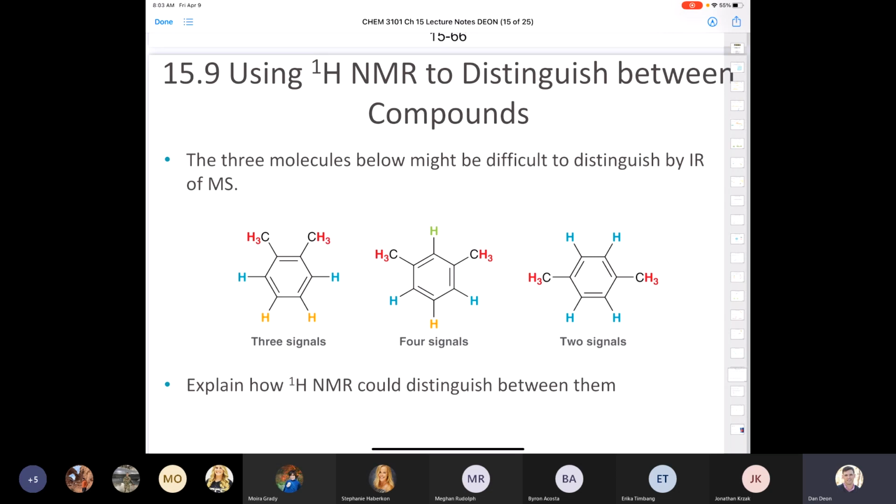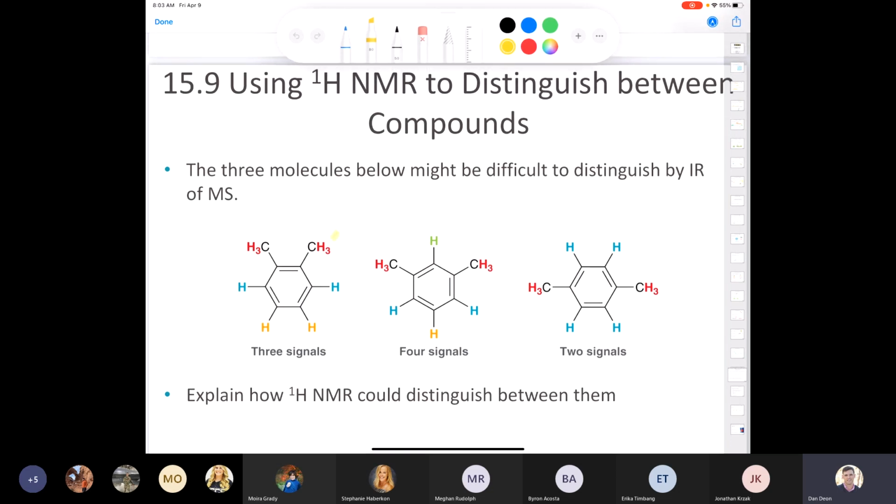Take a look at these three molecules here. The first one on the far left is called orthoxylene. The next one is called metaxylene, and this one here is called paraxylene. They're all isomers of each other, right? They all have the same molecular formula. It's basically a benzene ring with two methyl groups on it.